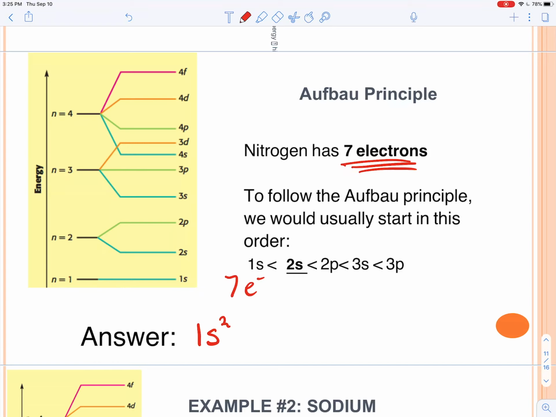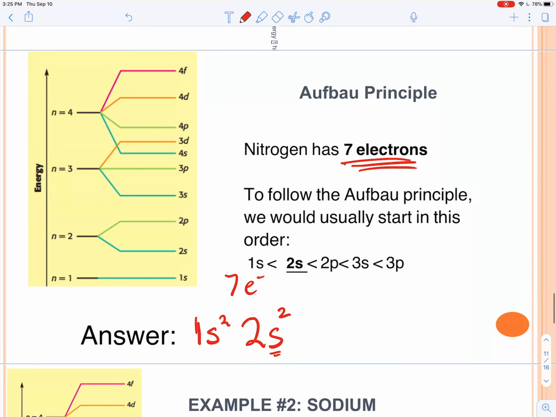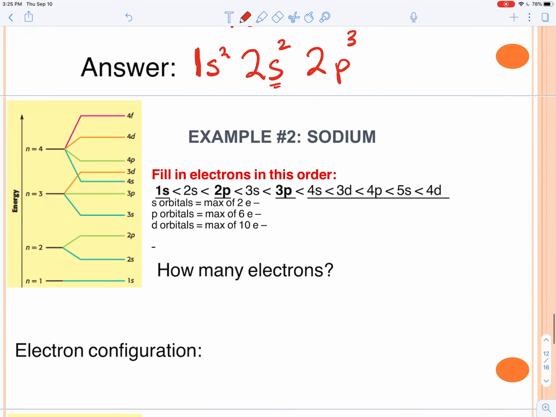Once it's all filled up, we move on to the next orbital, 2s. And because this is an s suborbital, the max this can hold is 2 as well. Now it's all filled up. I move on to the next one, 2p. I've only got 3 electrons left, and the p orbital can hold up to 6. So I'm going to put the rest of my electrons here. So the correct answer here is 1s2, 2s2, 2p3. A little confusing, I know, so let's do more practice problems.